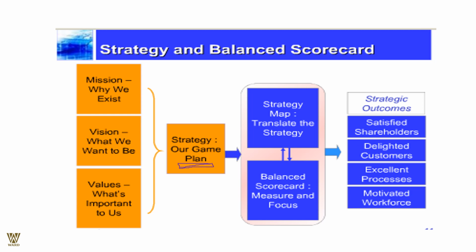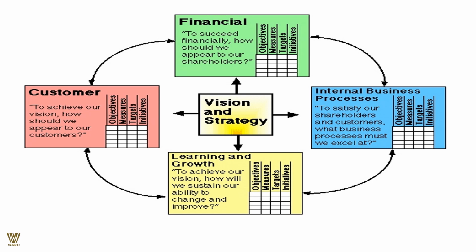The strategy map can translate the strategies. The balanced scorecard can measure and focus on satisfied shareholders, delighted customers, excellent processes, and a motivated workforce, as and when you want to go around it. This is what we should be talking about here. This is actually what was published in Harvard Business Review.